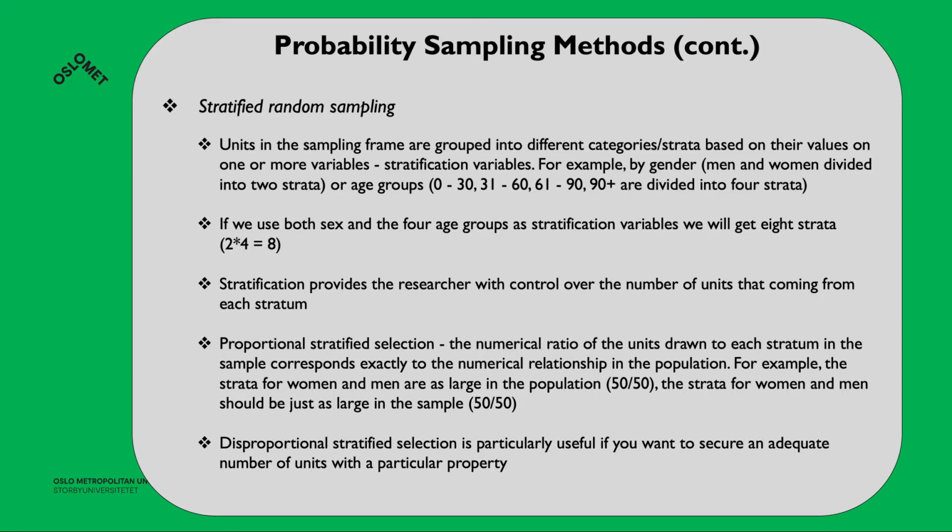And we can do a proportional stratified selection. That is, the numerical ratio of the units drawn from each stratum in the sample corresponds exactly to the numerical relationship in the population. For example, if the strata for women and men are equally large in the population, 50-50, the strata for women and men should be just as large in the sample.